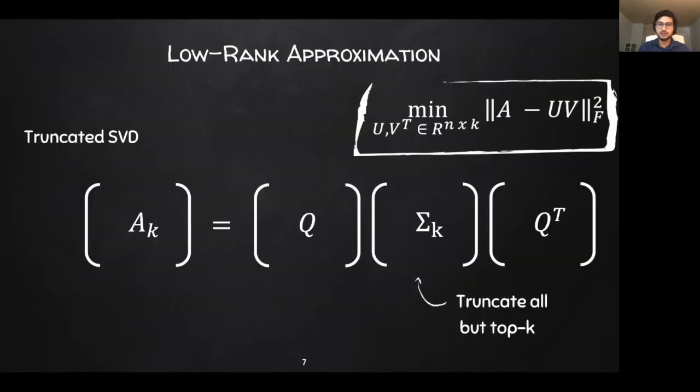Okay, so let's see how to get a rank k matrix out of this. We simply truncate the diagonal entries of sigma to the top k entries by zeroing out all the rest. If we multiply out these matrices together, we obtain a rank k matrix, which we represent by A sub k. In 1936, Eckart and Young showed that this is actually optimal for the low-rank approximation problem.